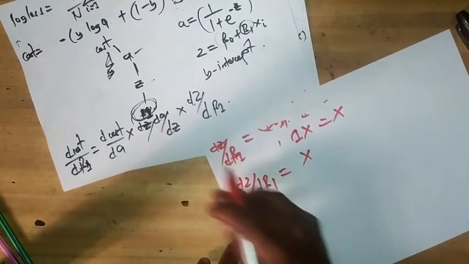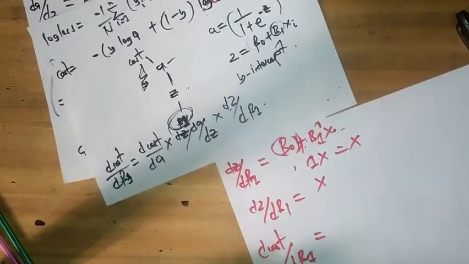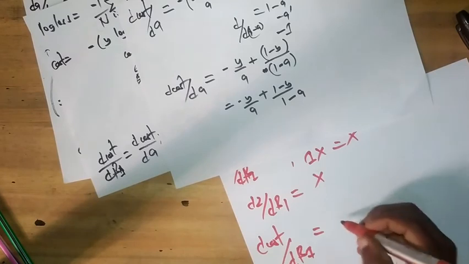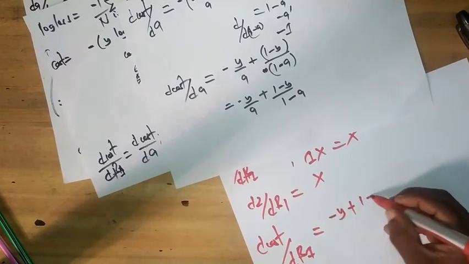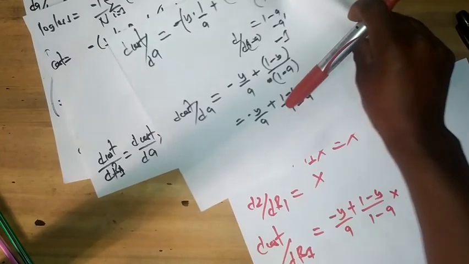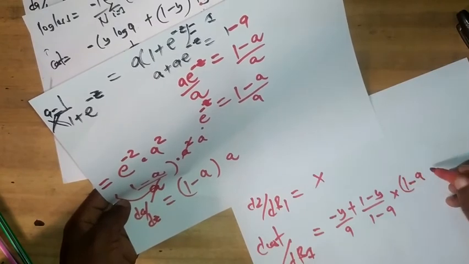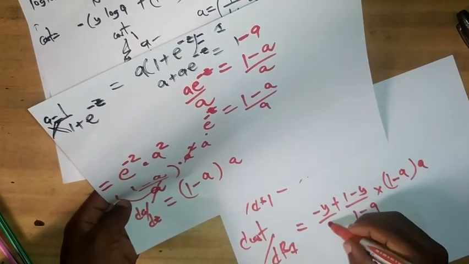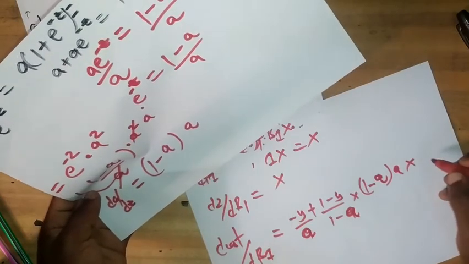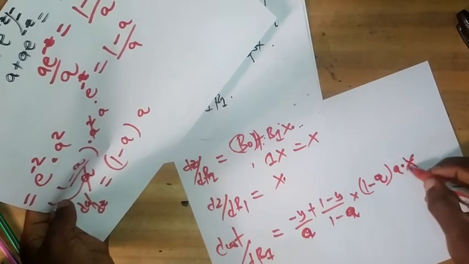Now let's sum this up. The derivative of cost with respect to beta 1 equals, we have dC/dA, which is minus y over a plus 1 minus y over 1 minus a, multiplied by dA/dz, which is a times 1 minus a. This is a, not to be confused, excuse my writing. Multiplied by the final part, x.